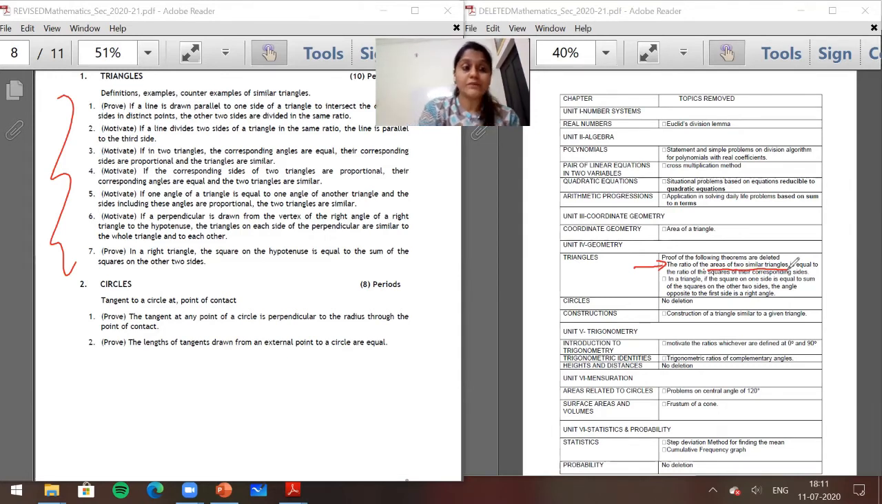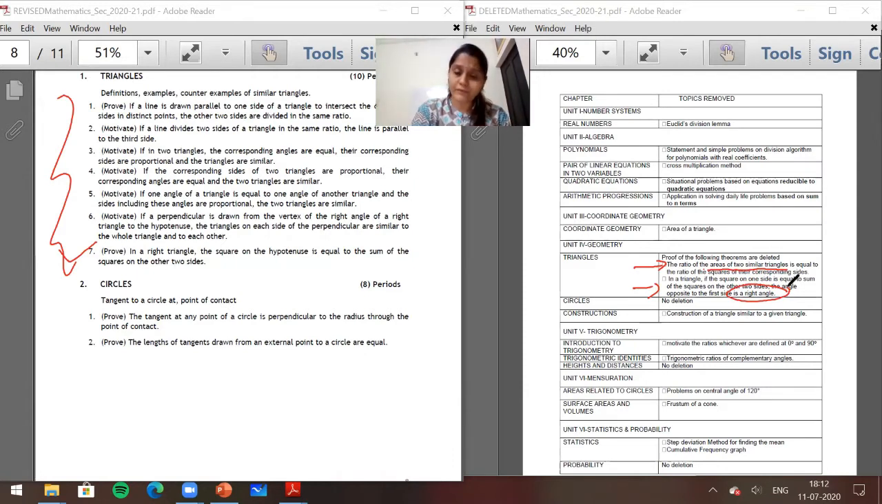Again, yes, we have Pythagoras theorem, proving of Pythagoras theorem, but proving of converse of Pythagoras theorem is not there. So that is the 9th theorem. Out of the 9, only 7 are retained. 2 theorems have been deleted: areas related to similar triangles, and secondly, if the square on one side is equal to the sum of the squares of the other 2 sides, the angle opposite is a right angle. So this was the converse of Pythagoras theorem, which is not now there.